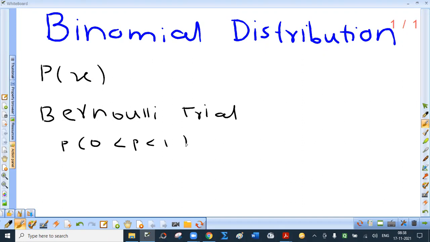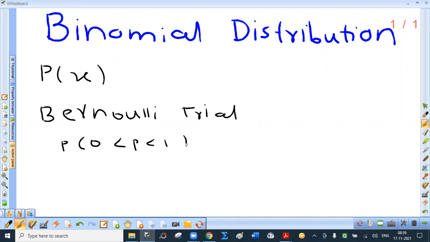Another example, we draw a card with replacement, then the probability of getting a red card is what? 26/52, that is half in the first trial, and again it remains the same in the second trial. But if it is not replaced, then it will be what? It will be 25/51. Is that clear? So this is also a Bernoulli trial.